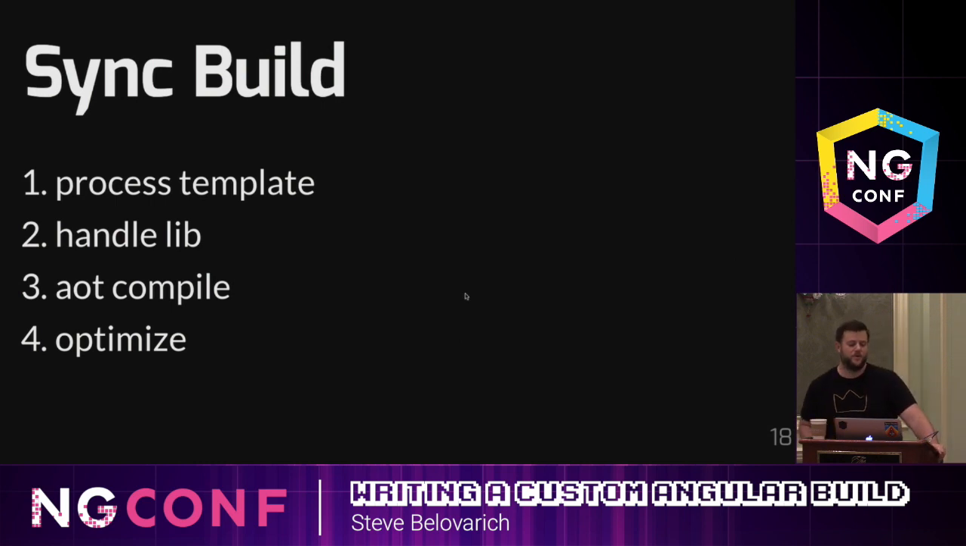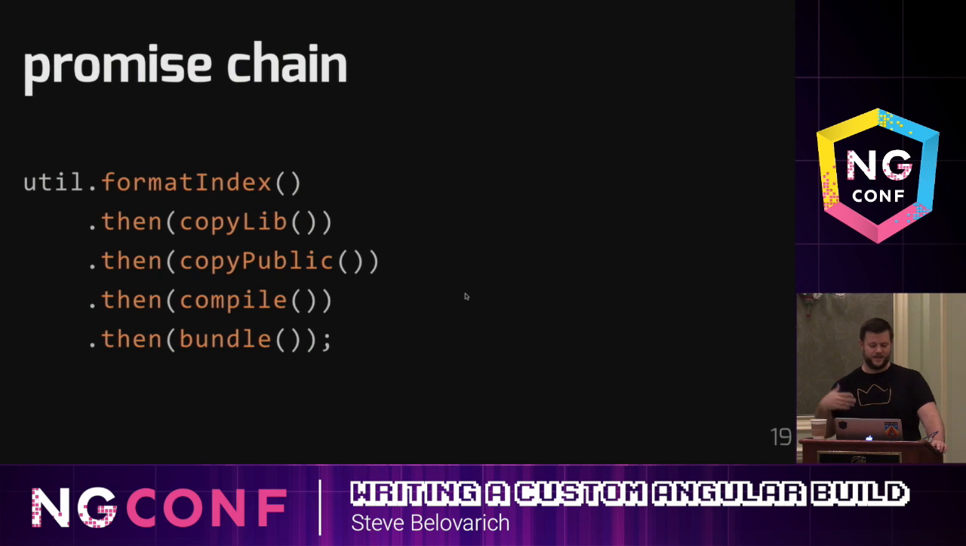We could write our build to be synchronous, right? Where we have these steps, where we process the template, we handle our lib, we ahead of time compile our application, and then we optimize. But this is not very optimal for a build. So if we do this synchronously, it's going to take a while, right? And an example of this would be like this.